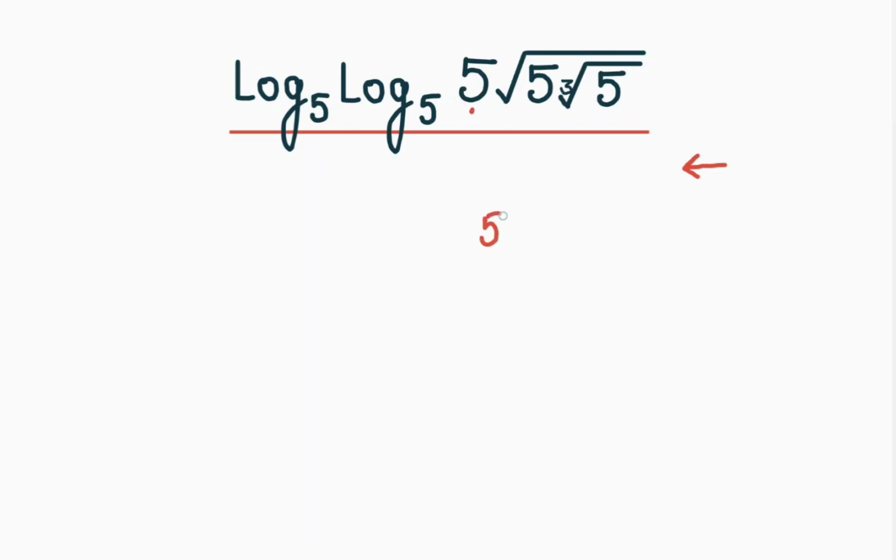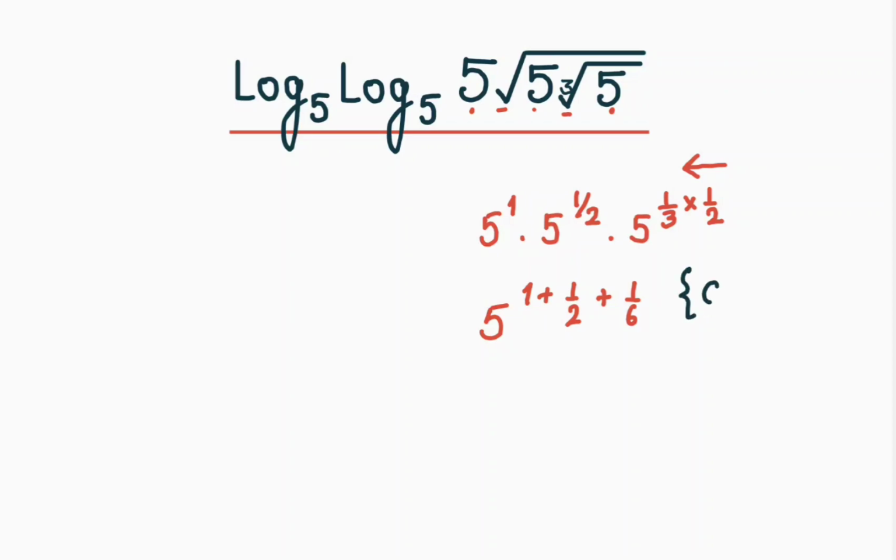First 5 is 5 raised to the power 1. Second 5 is under a square root, so write it as 5 raised to the power 1 by 2. Third 5 is under a cube root, then under a square root, so this will become 1 by 3 into 1 by 2. In all the cases, your base is 5, so add all the exponential powers: 1 plus 1 by 2 plus 1 by 6.